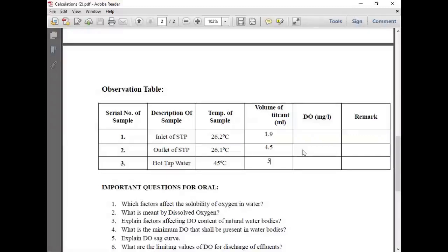We have to find out what is the DO in mg per liter, and then you are going to put a remark with respect to whether it is more than 2 mg per liter or less than 2 mg per liter. If the DO value comes out to be more than 2 mg per liter, the DO is sufficient and the aquatic life can sustain. If it is less, then the water sample is polluted and the aquatic life is not sustained in that sample. So the remark in that format is expected.